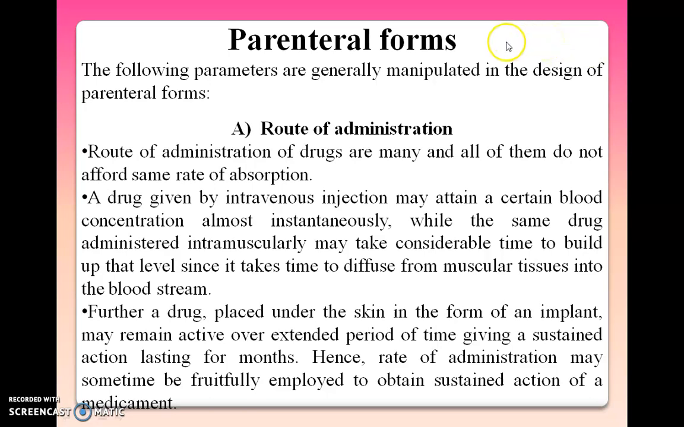The following parameters are generally manipulated in the design of parenteral sustained release dosage forms. First parameter is route of administration. As we know, the routes of administration of drugs are many, and all of them do not afford the same rate of absorption. The drug given by intravenous injection may attain a certain blood concentration almost instantly, while the same drug administered intramuscularly may take considerable time to build up that level, since it takes time to diffuse from the muscular tissue into the bloodstream.